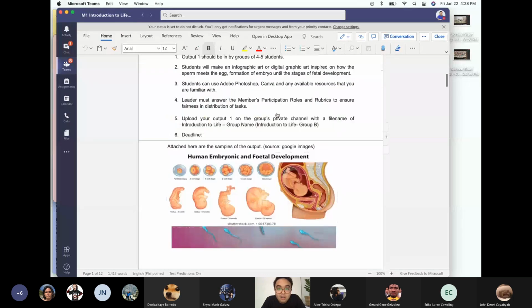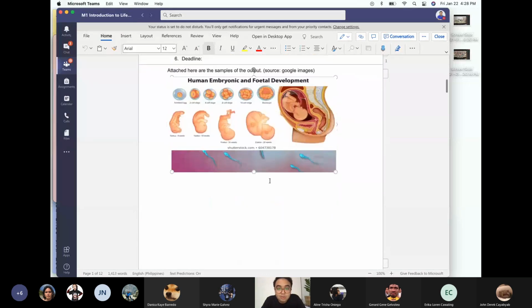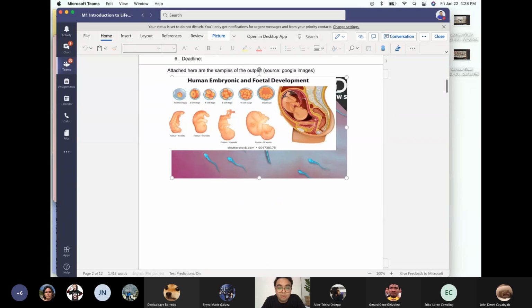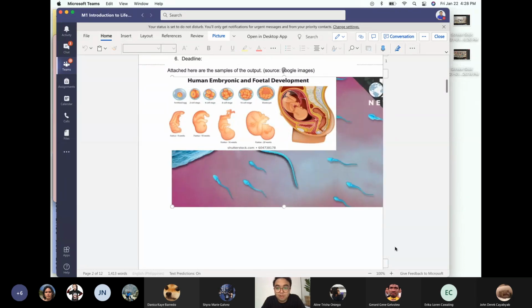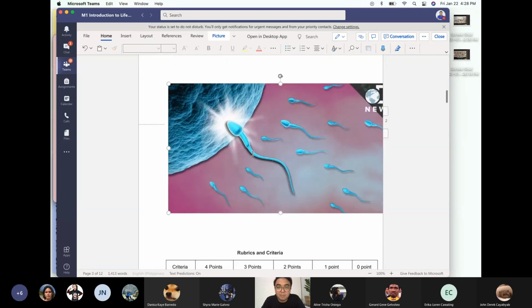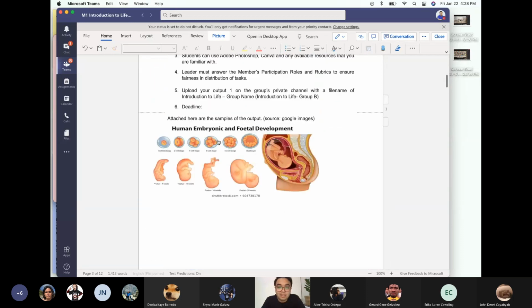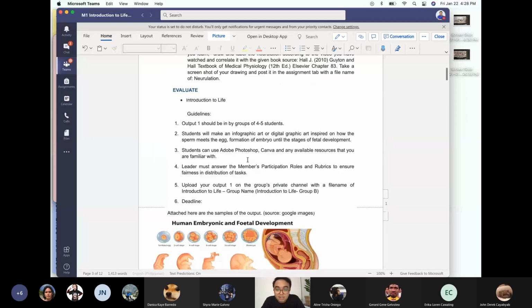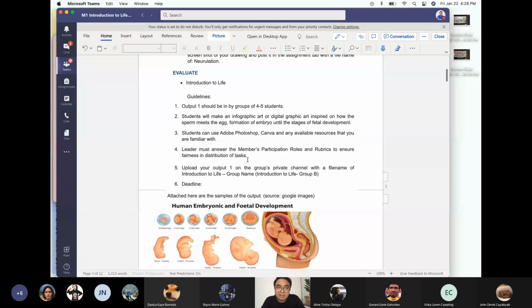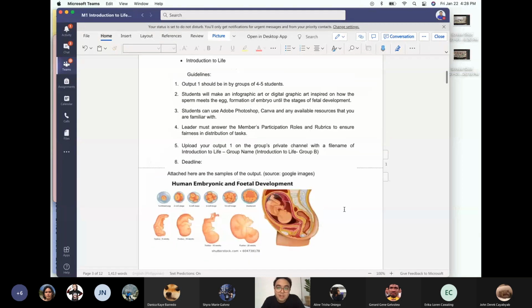And here are the examples. This one and this one also, I don't know why they're overlapping and look the same, but anyway. Do you get the point? It's like this one or this one. You can make it funny. You don't have to be very graphic or very technical, but just be creative.